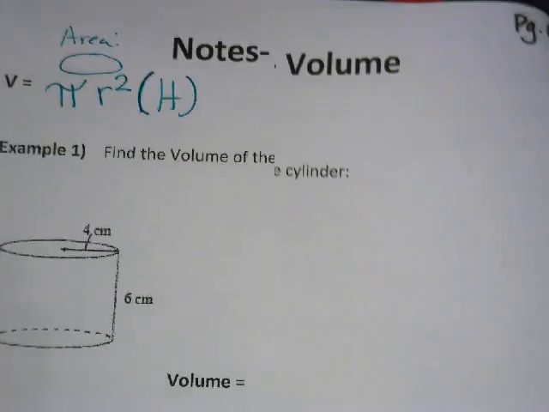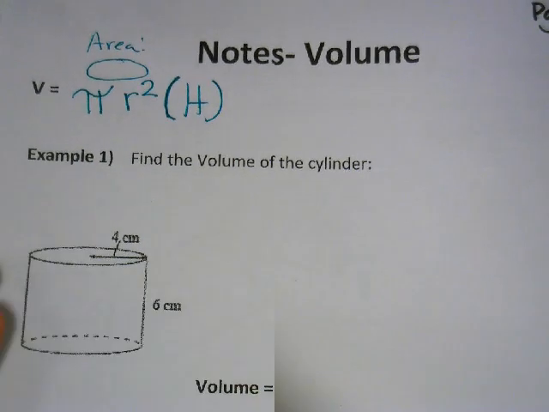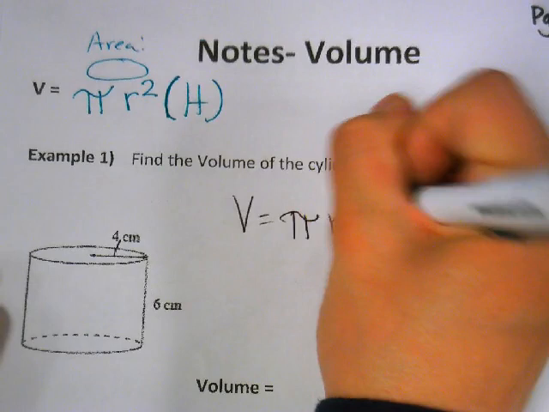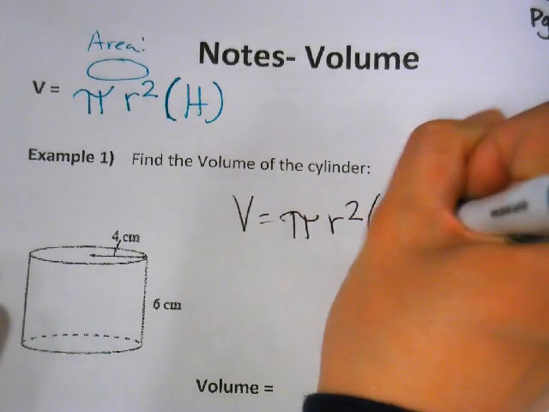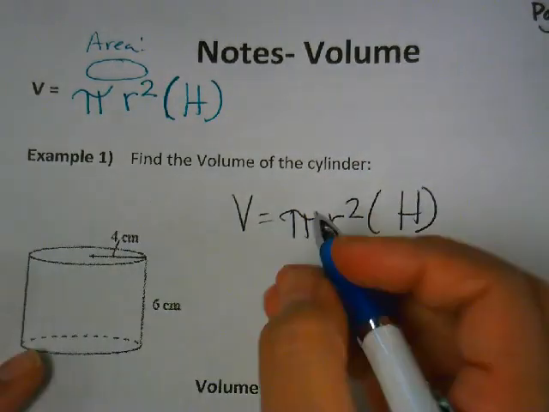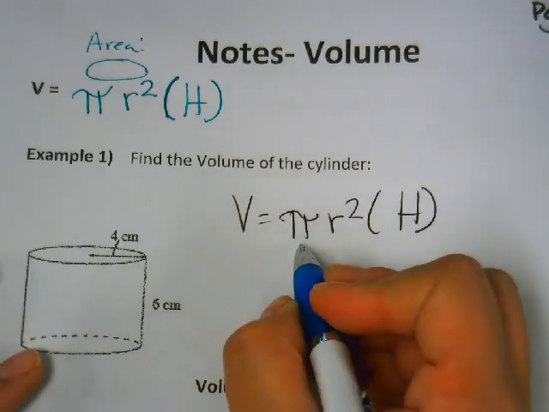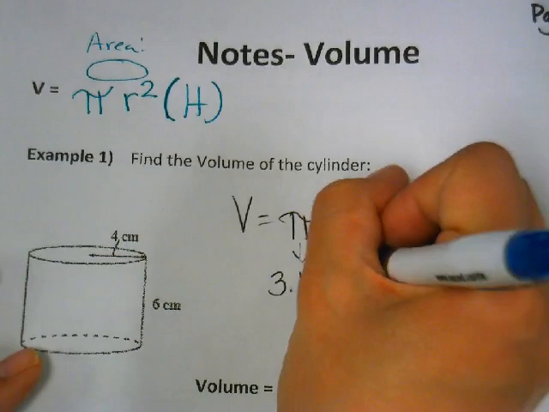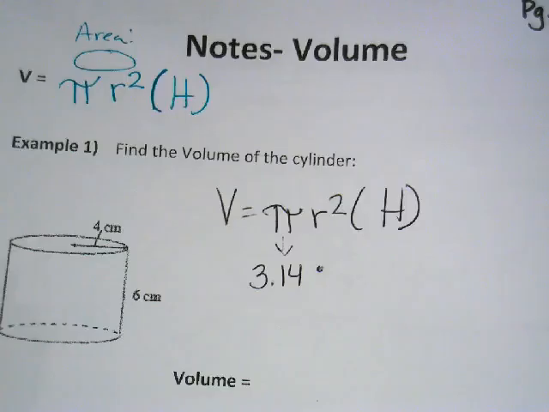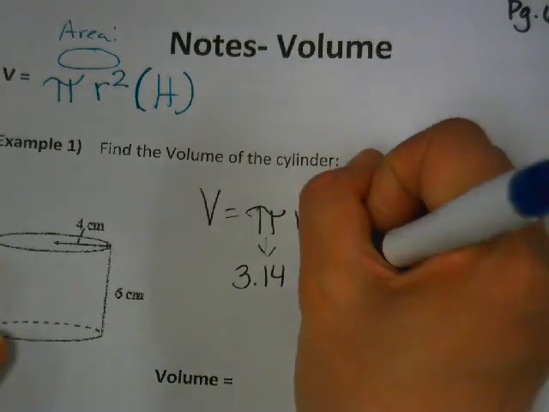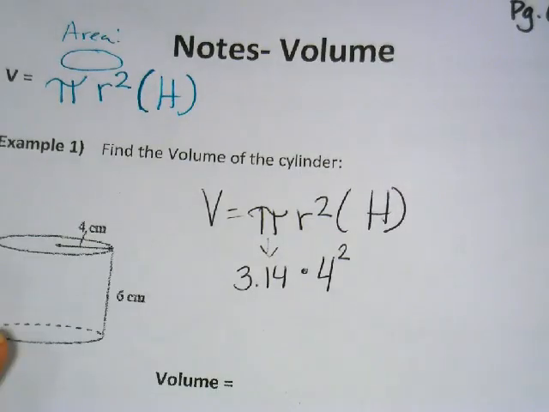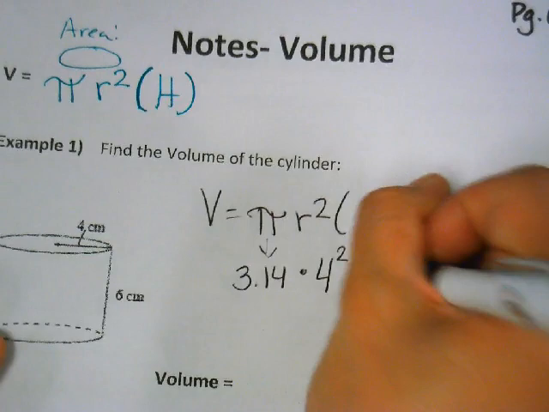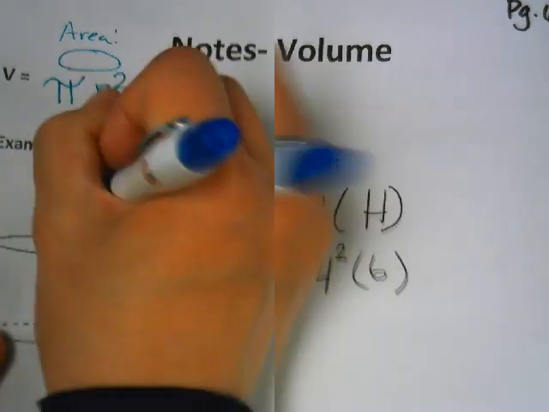All right. So let's find the volume of this cylinder. So I'm going to use volume equals pi r squared times your big height. What is pi? What's the number for pi? 3.14 times. What's our radius? 4. 4 squared. What's our height? 6. This is your height. This is your radius.